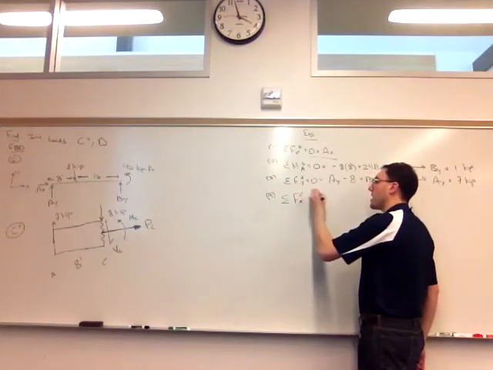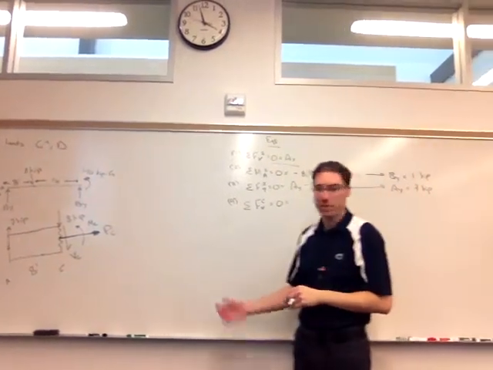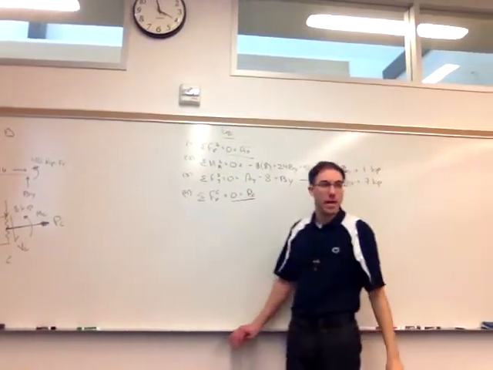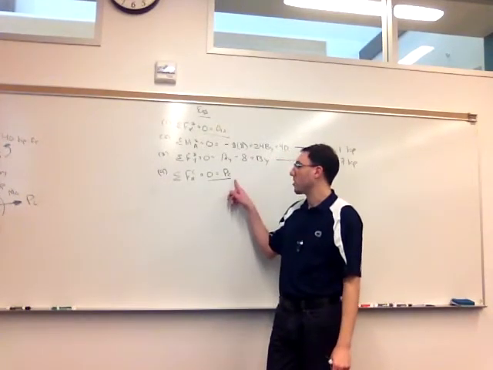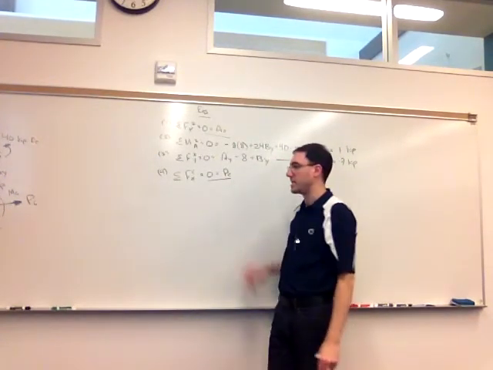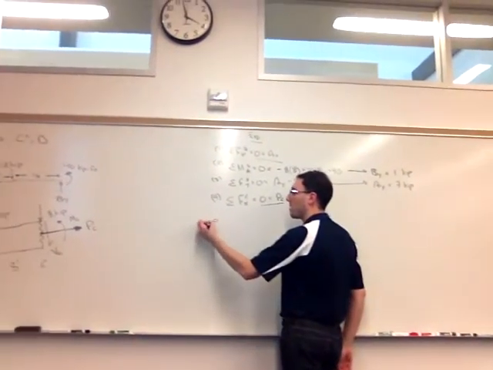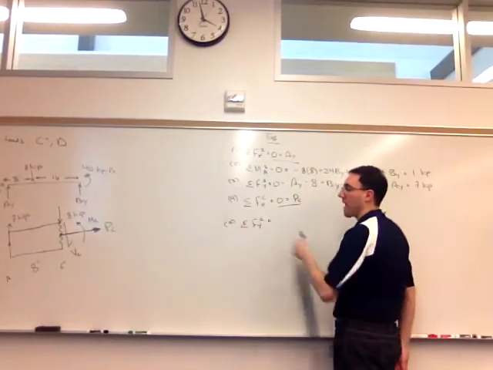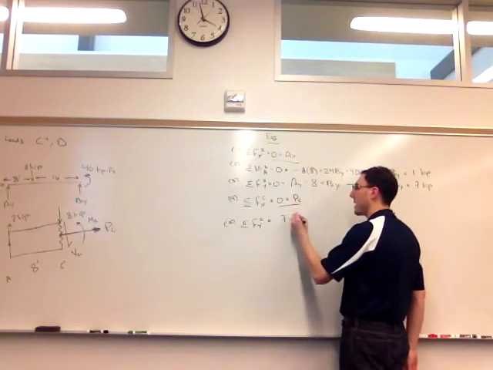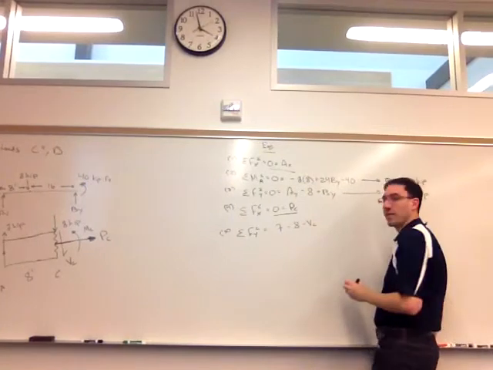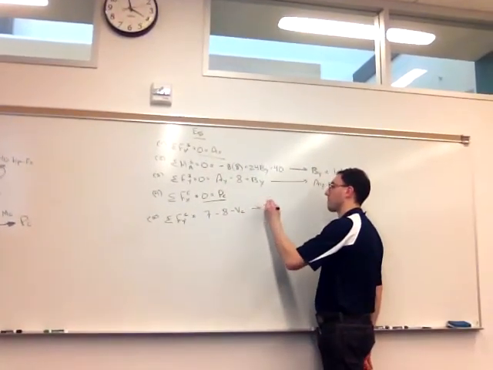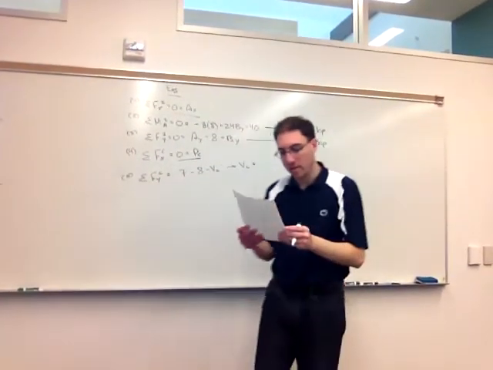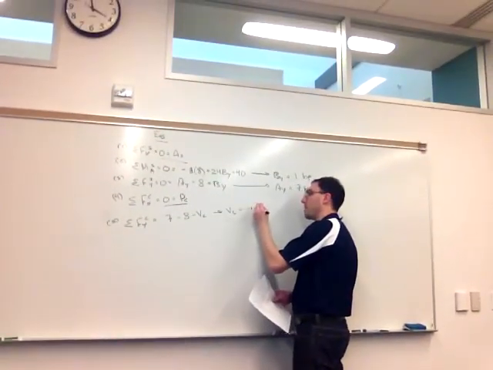If I now sum forces in the x direction in my picture C, or my picture C plus, I have P sub C, and that's all. So the internal normal force at point C is 0. If I look in the y direction at that picture, I have 7 minus 8, and as I drew it, minus V sub C. The internal shear force at this point, again, is negative 1 kip.